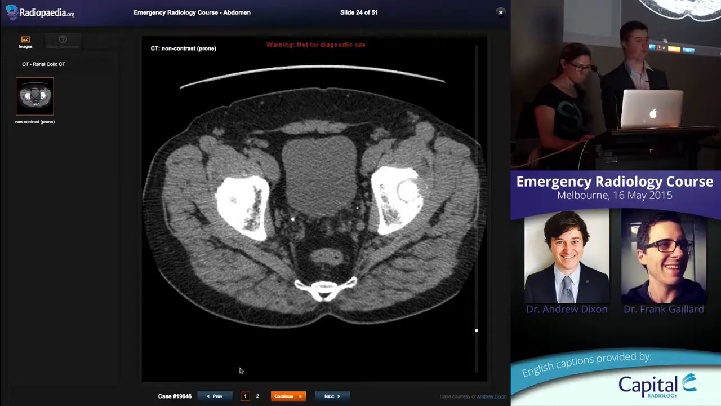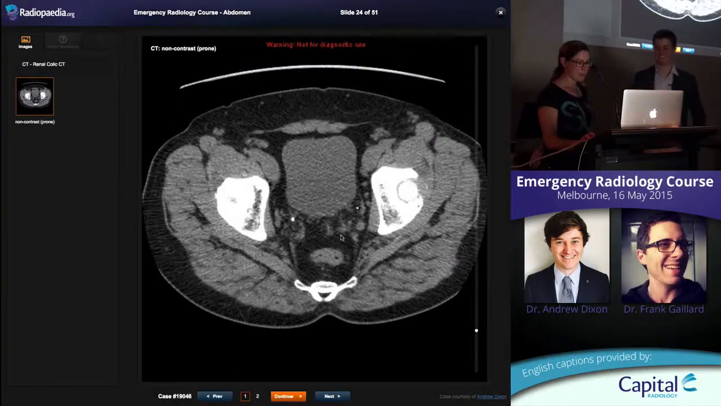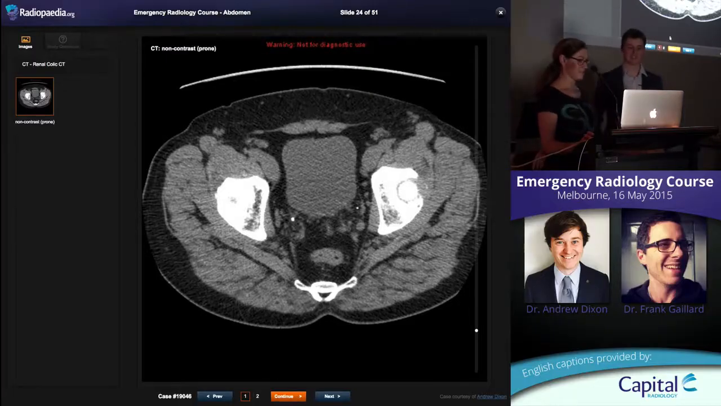Little trick with our website: often the abnormality is on the very first slice. So I thought that was a stone in the ureter. Sorry, in the VJ. And what about this one on the other side? What do you think of that one? I think that's too far out.